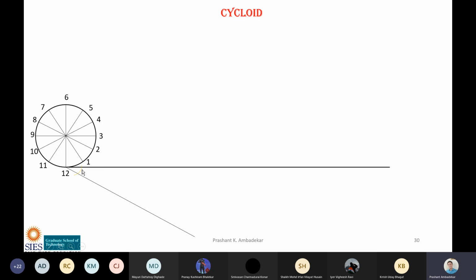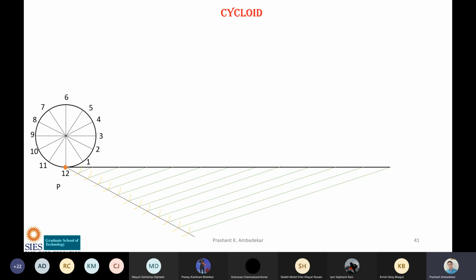So how will we divide that? We know the procedure to divide a line. Draw arcs like this and then join lines, and then you will get 12 equal points. Okay, so I just now told you about the position of this point P.